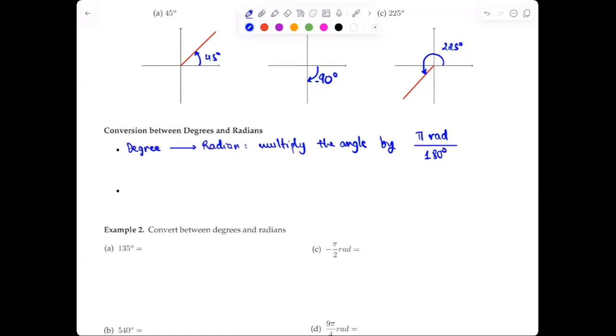When you want to convert the radian to degree measure, you multiply the angle by 180 degree divided by pi radian. So you just flip this fraction back and forth.